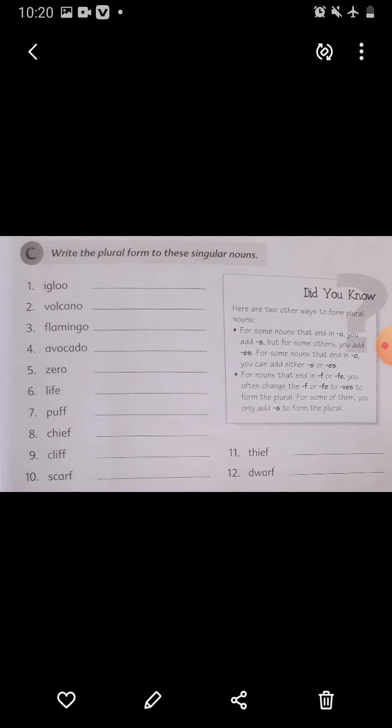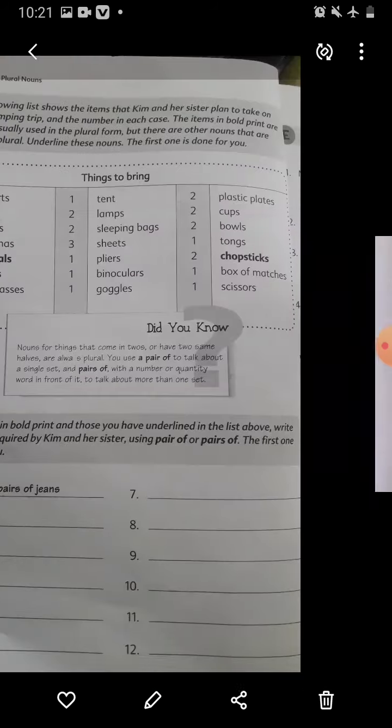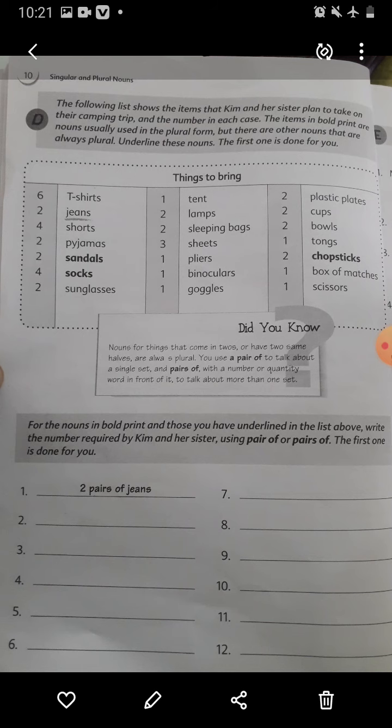Now, dear students, come to next page, page number 10 and part D of your books. The following list shows the items that Kim and her sister plan to take on their camping trip and the number in each case. The items in bold print are nouns, usually used in the plural form, but there are other nouns that are always plural. Underline these nouns. The first one is done for you.